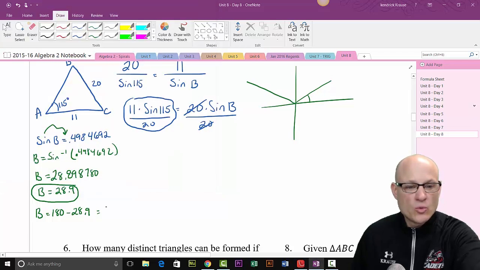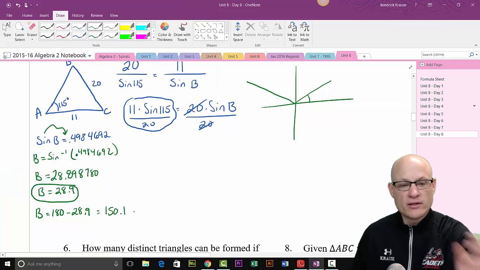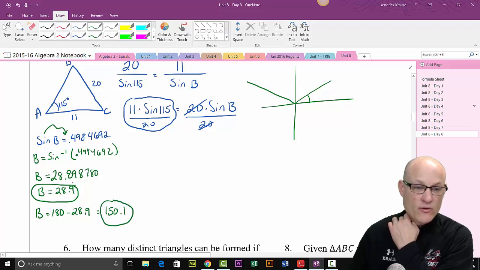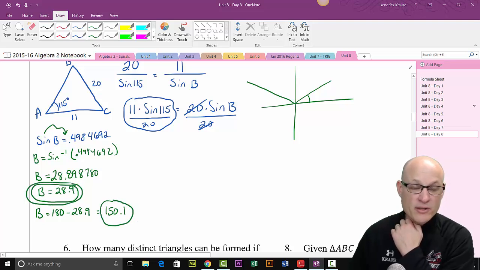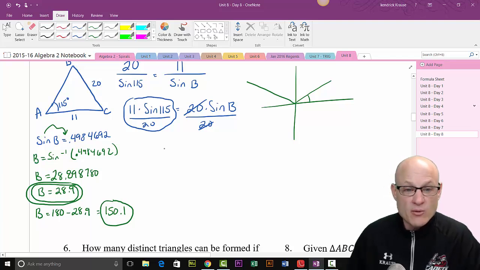150.1021. We'll just round to the tens place, 150.1. So b can either be this angle in the second quadrant or this angle in the first quadrant, because sine is positive in the first and second quadrant. It can be either one of those. So now we're going to try our triangles.